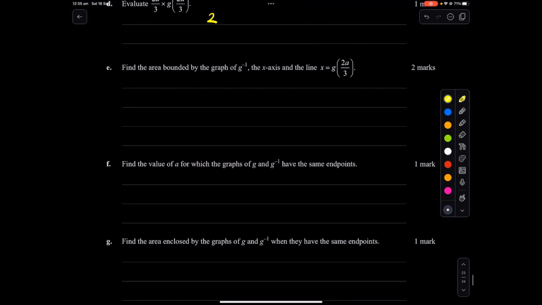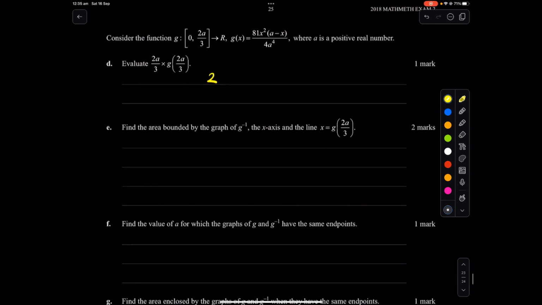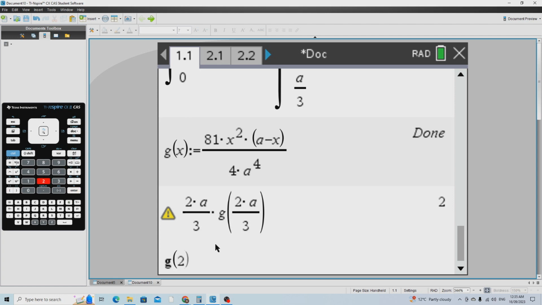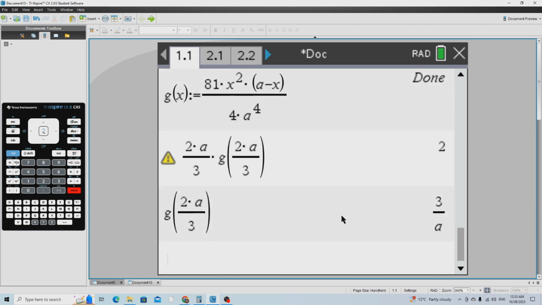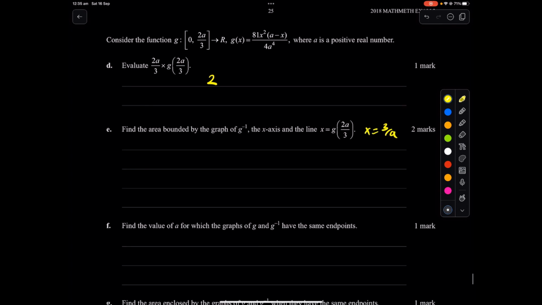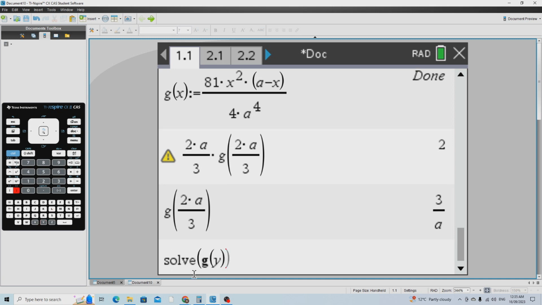Find the area bounded by the graph of the inverse of g, the x-axis, and the line x equals g of 2 over a. So wait, let's find g of 2 over a. Well, this equation over here. It's 3 over a, so we're just saying what's x at 3 on a. Okay. Yeah, let's find the inverse using LCAS. So we know how to find the inverse. It's just solve g of y equals x, for y.